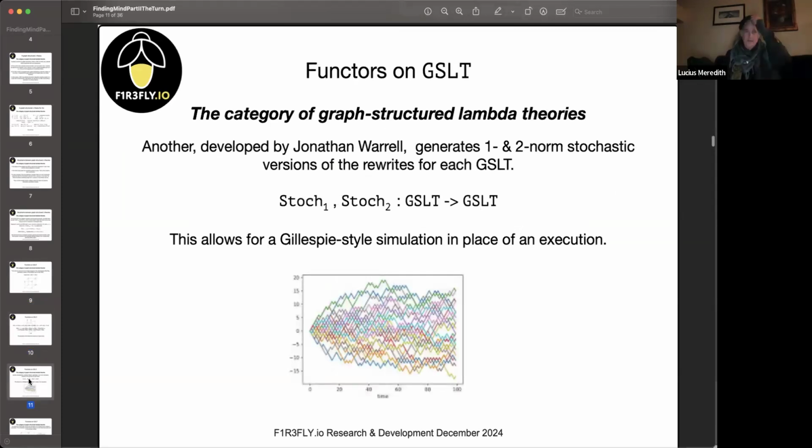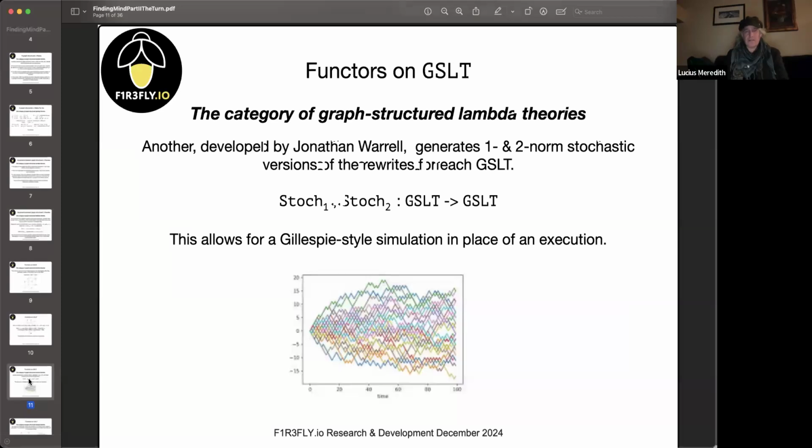Okay, but another along the lines of the questions that you're asking about, we recognize that in the real world, things aren't always classical. Things aren't always crisp and deterministic, or crisp and non-deterministic, but the non-determinism somehow is supplied by races. I've been working with Jonathan Worrell, and again, it's mostly Jonathan's work, to provide another functor on the category of GSLTs. So you give us a graph structured lambda theory, and we hand you back either or both of a 1 or 2 norm stochastic version of that rewrite.